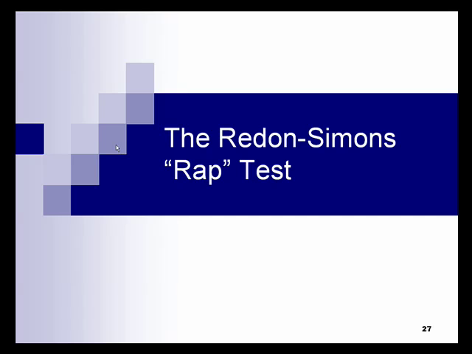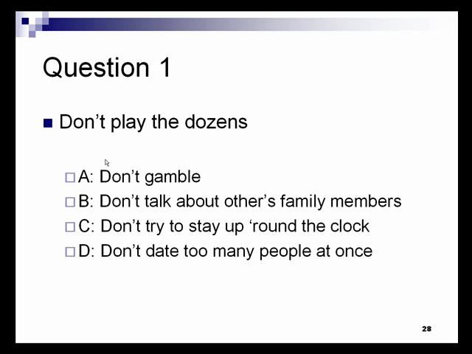Some people might not understand. And again, this is humorous, so don't take this seriously. Don't play the dozens. What does this mean? Look at your choices. Does it mean don't gamble, don't talk about other family members, don't try to stay up around the clock, or don't date too many people at once? Well, they say it means don't talk about other family members.